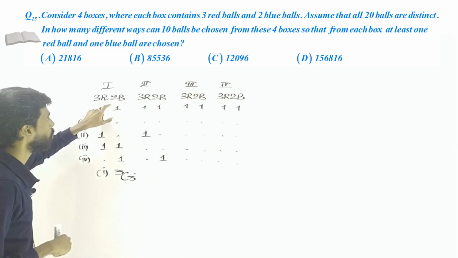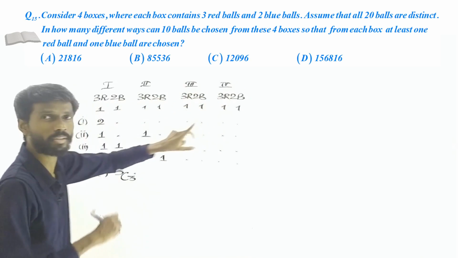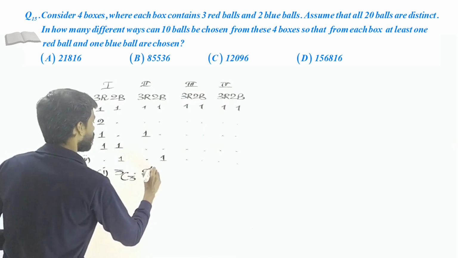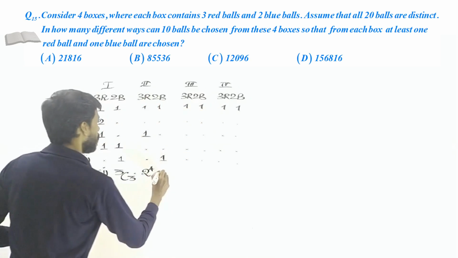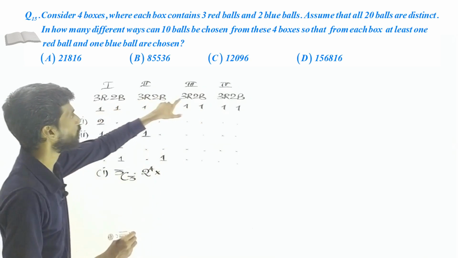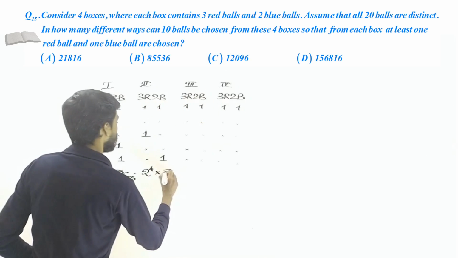Which means how many times 2? 1, 2, 3, 4, right? 2 to the power 4. I am writing directly, 2C1, 2C1, 2C1, so that means 2 to the power 4 multiplied by how many times 3? 3C1, 3C1, 3C1, so 3 times 3, so 3 to the power 3.